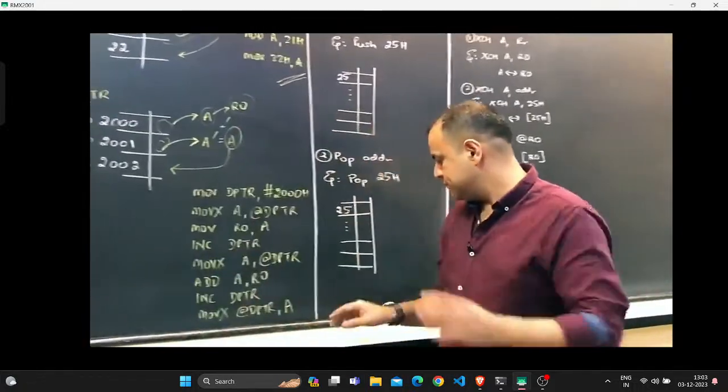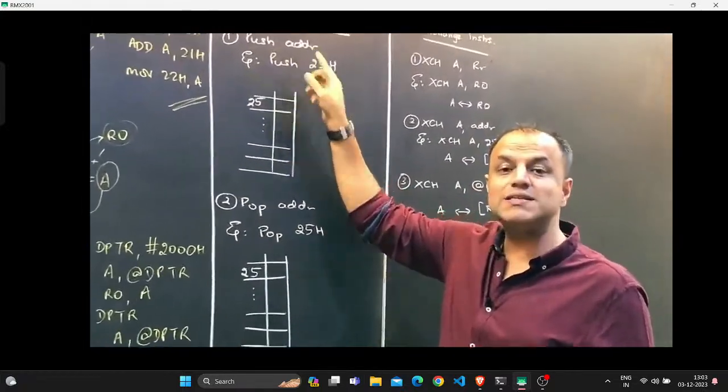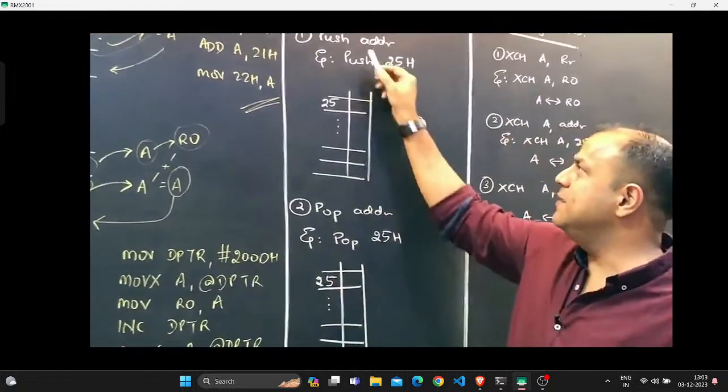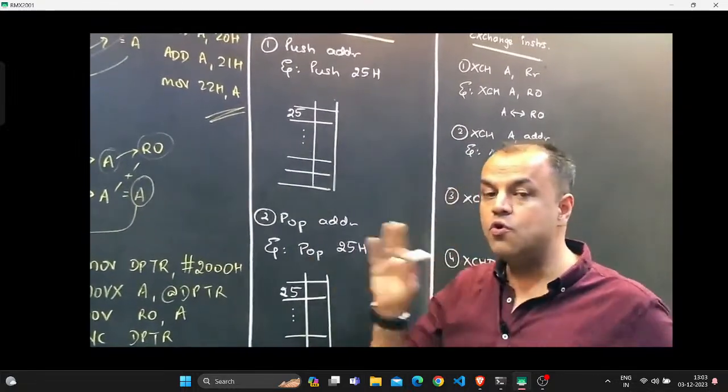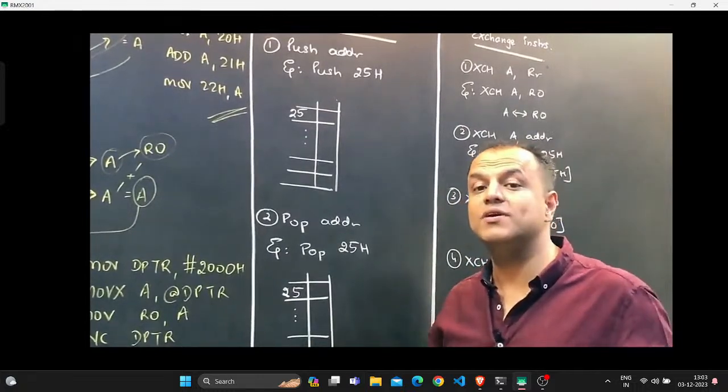Now, when you say push 25, the first thing you have to know is that push only supports direct addressing mode. Nothing else works. That means the only thing you can write over here is an address. Not A, not a register, nothing else.